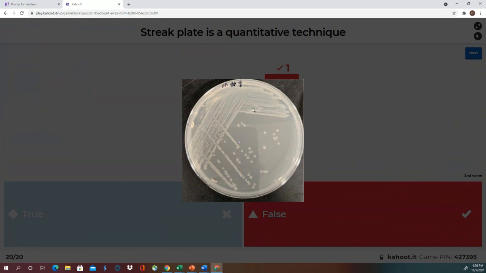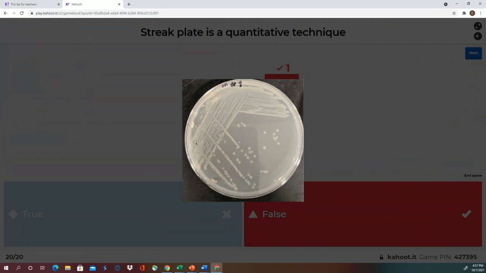You can't count what's happening in these upper 2 sections, right? There's way too many there. So you can't determine your actual number of cells because you can't actually count any colonies in this area. Okay, so streak plate is not quantitative, but it is an isolation technique.